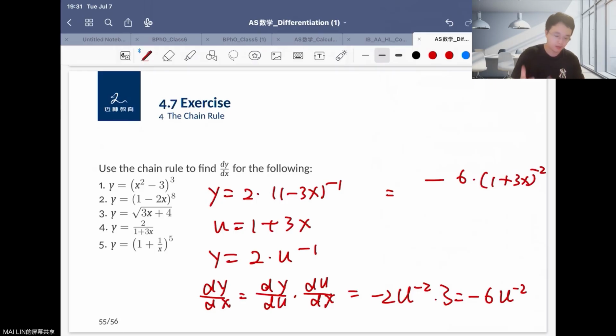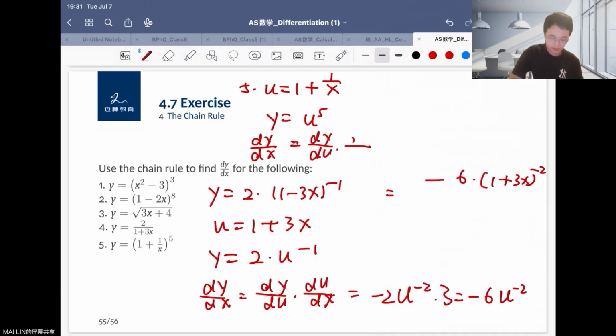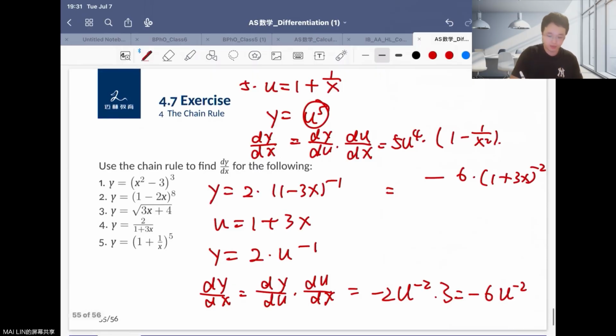And then for the last problem, we first let u equal 1 plus 1 over x, so y equals u to the power of 5, right? So dy over dx, the differentiation of y, can be considered as dy over du times du over dx, which is the chain rule. dy over du is 5 in front, and power minus 1, so 5 times u to the power of 4. And du over dx is 1 minus 1 over x squared. Here we can just put u into it, so it's 5 times (1 plus 1 over x) to the power of 4, times (1 minus 1 over x squared). That is our final answer.